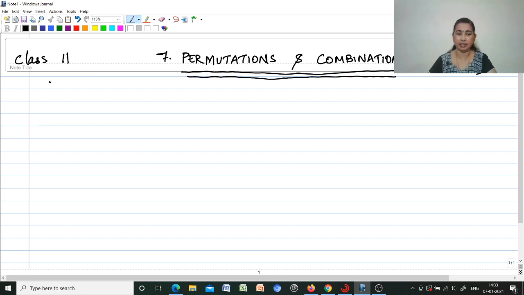Today I am discussing class 11 chapter 7, permutations and combinations. We are continuing the chapter. In the last video we discussed the fundamental principle of counting. Now we are moving on to permutations.